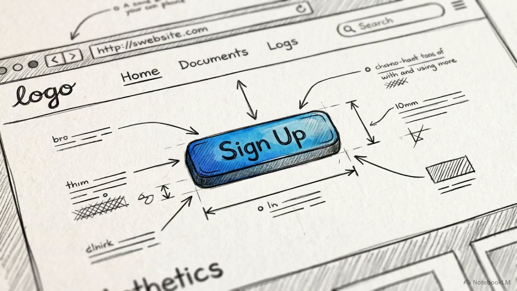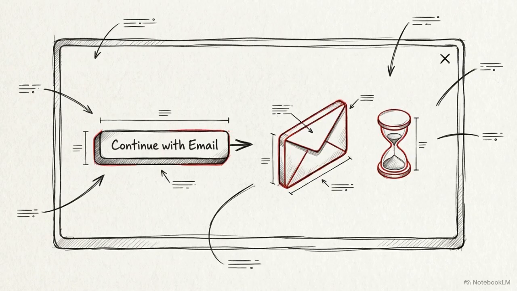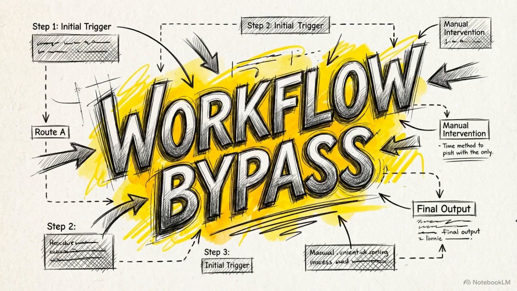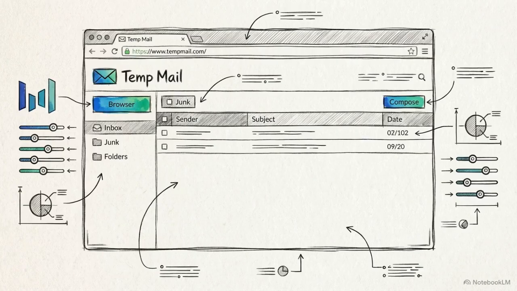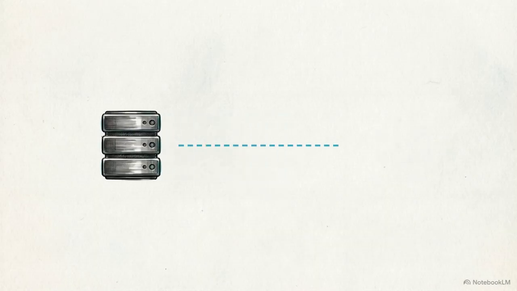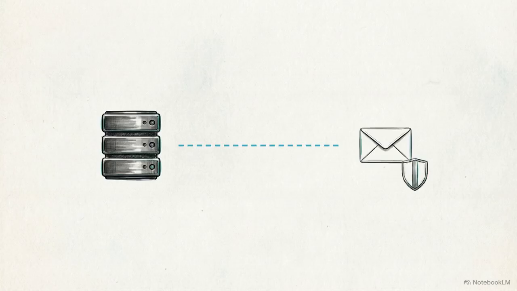Once you are on the site, locate the Sign Up button. When the registration window opens, choose the option to continue with an email address. Here is where we apply the unlimited credit technique. Instead of using your personal email, use a temporary email service, often called temp mail. Temp mail is a free service that provides a disposable email address you can use to receive confirmation links without linking to your actual identity.